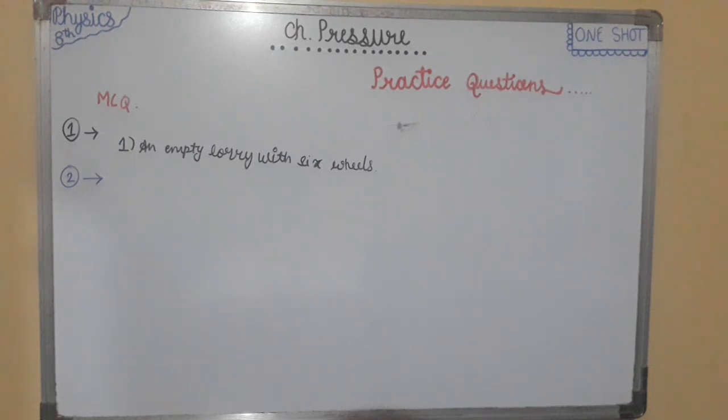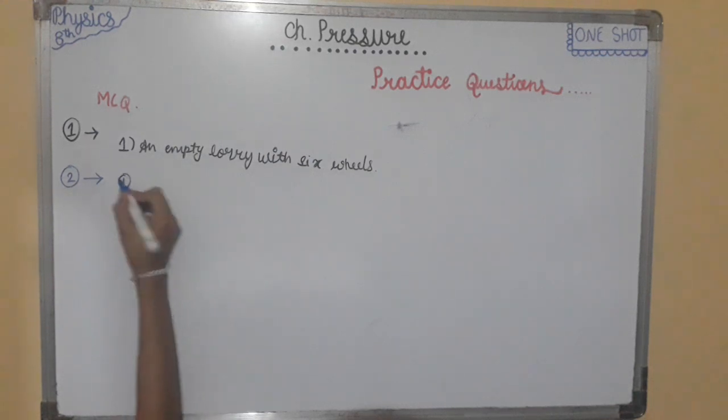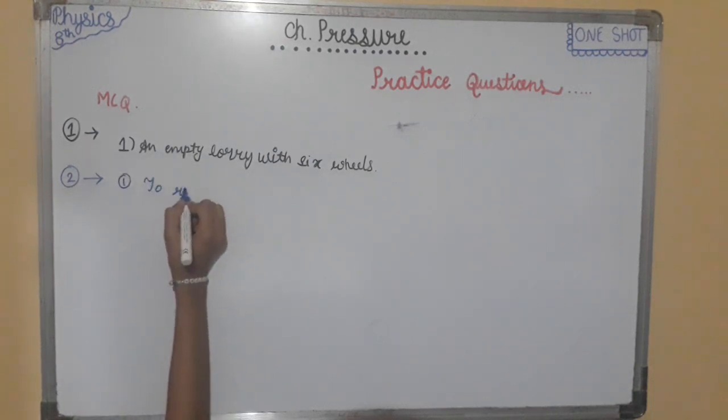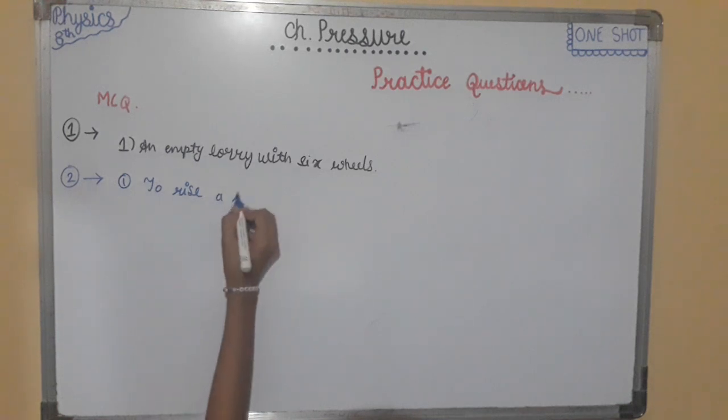I'll repeat the question and options. The question is, when a ship enters sea from a river, one can expect it. Option 1, to rise a little. Option 2, to sink a little. Option 3, to remain at the same level. Option 4, to rise or fall depending on whether it is of wood or steel. So the correct option is option 1, to rise a little.